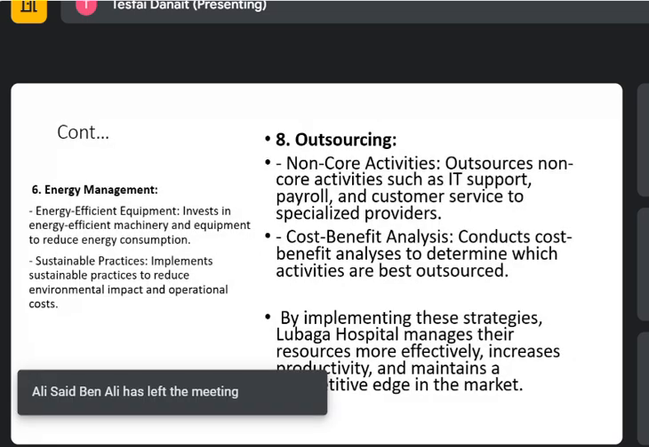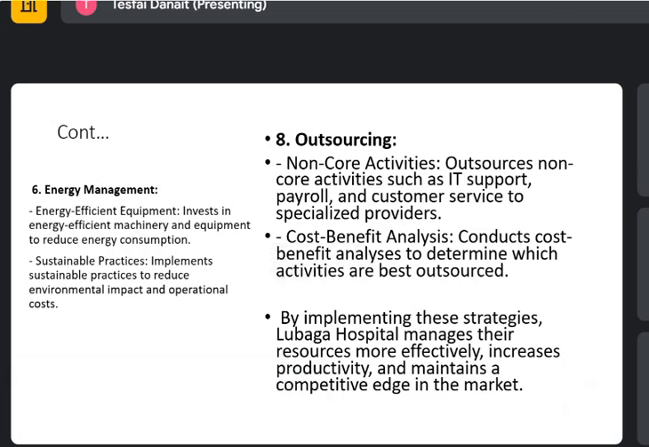Then energy management, like I said, using energy-efficient equipment so that they don't spend much more power or energy, as is normally the case with big hospitals. So if you're using, for example, energy-saving bulbs, or refrigeration systems that have lower wattage, that can save energy but still do the work you need.